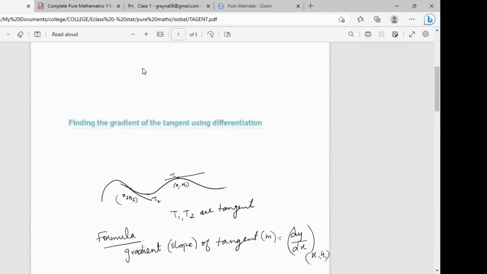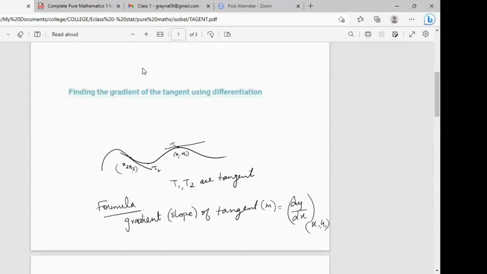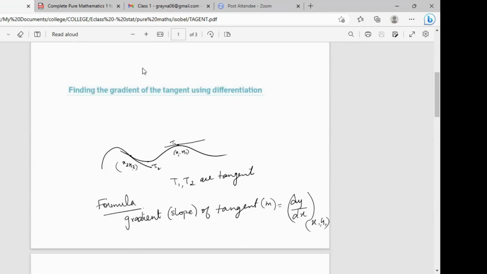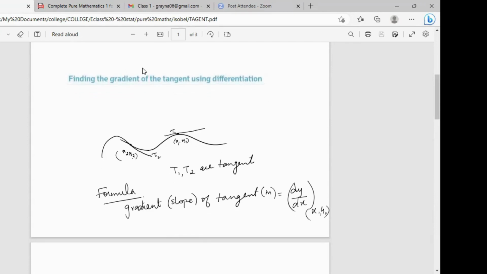Then we saw the gradient, right? The gradient is nothing but slope. That means if you have a line like this, it tells how much it is sloped. If you want to check that, then you go for the tangent.